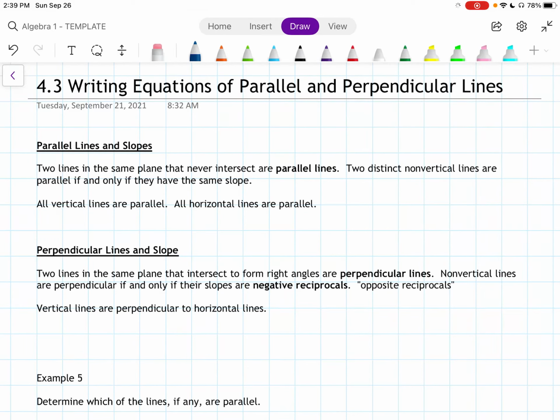All right, 4.3, writing equations of parallel and perpendicular lines. Two lines in the same plane that never intersect are called parallel lines.